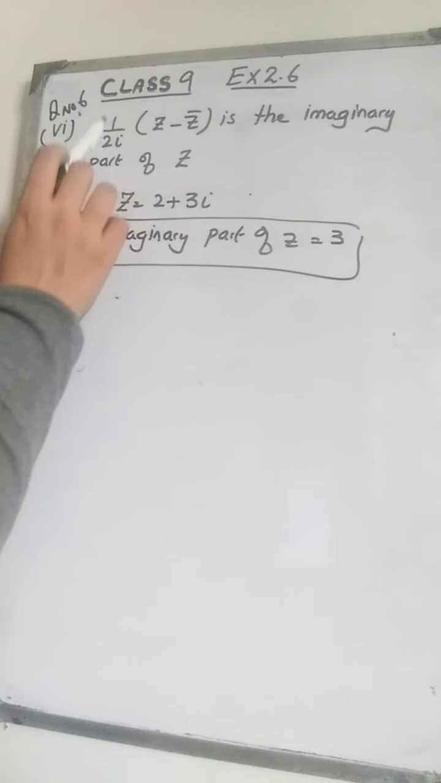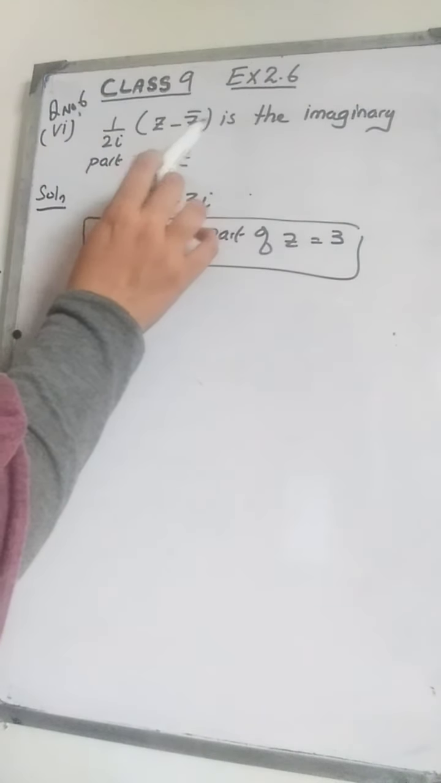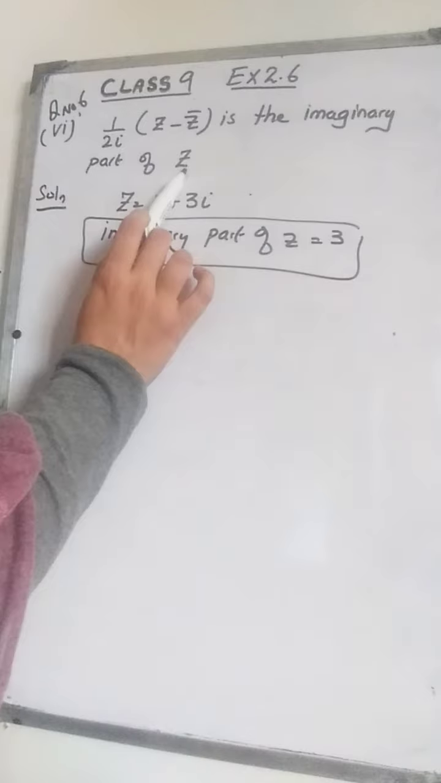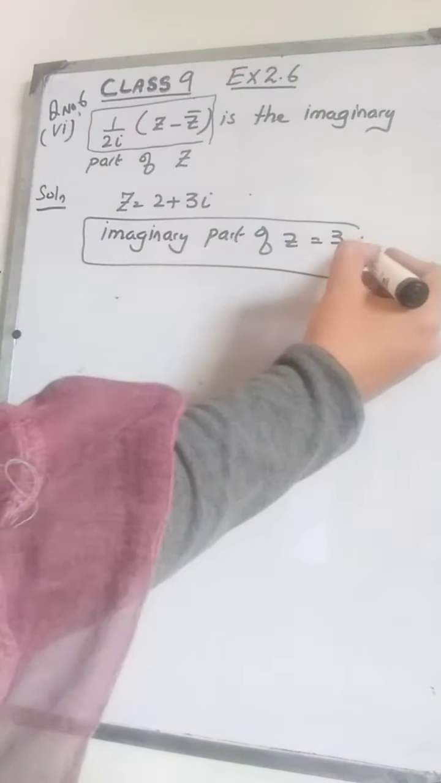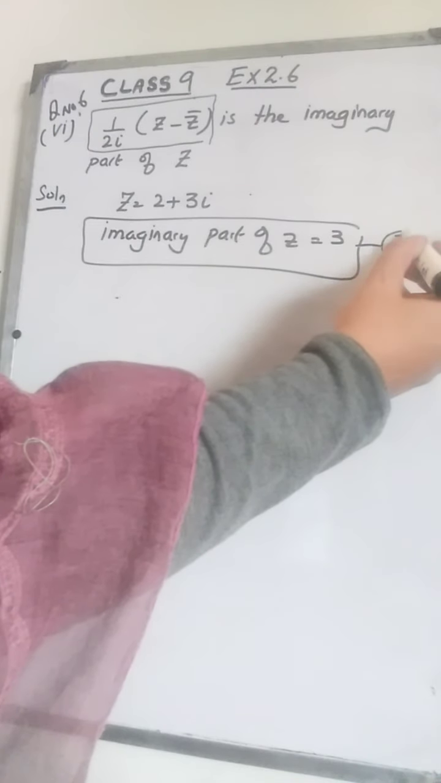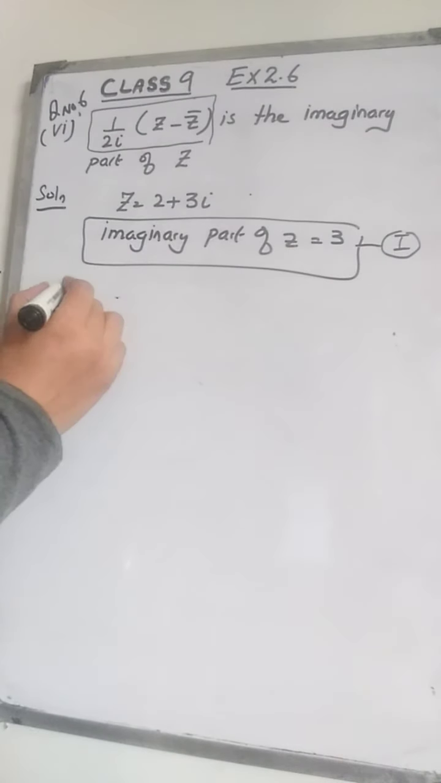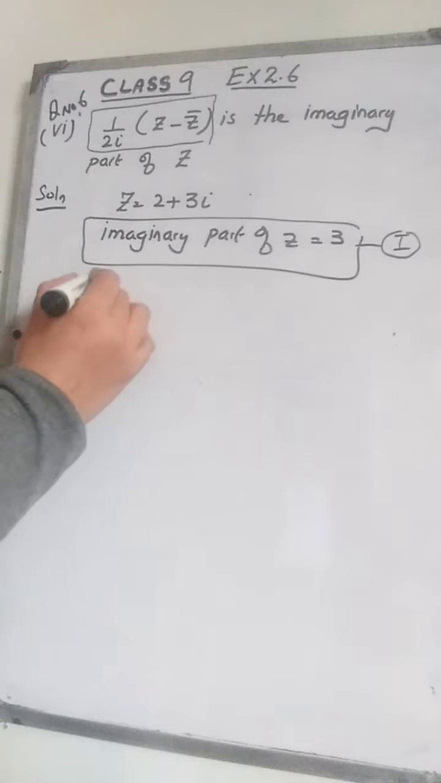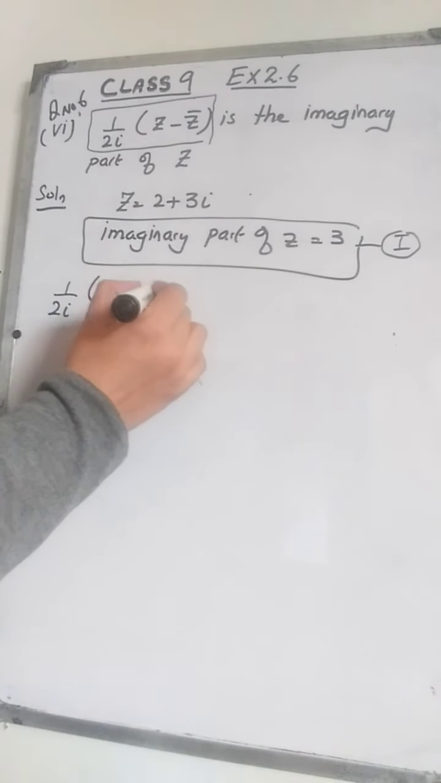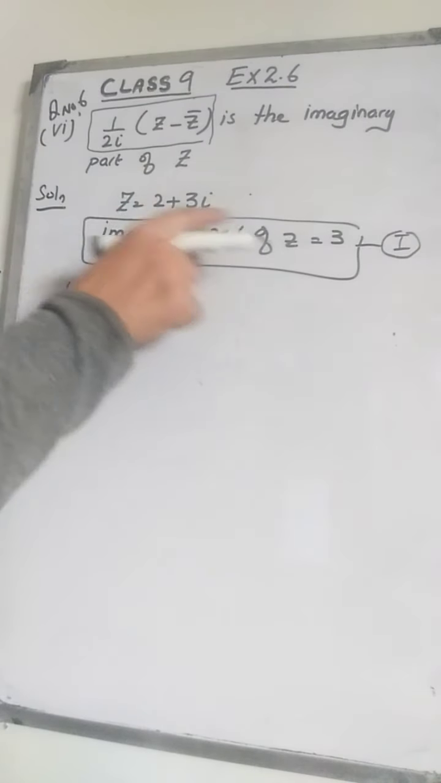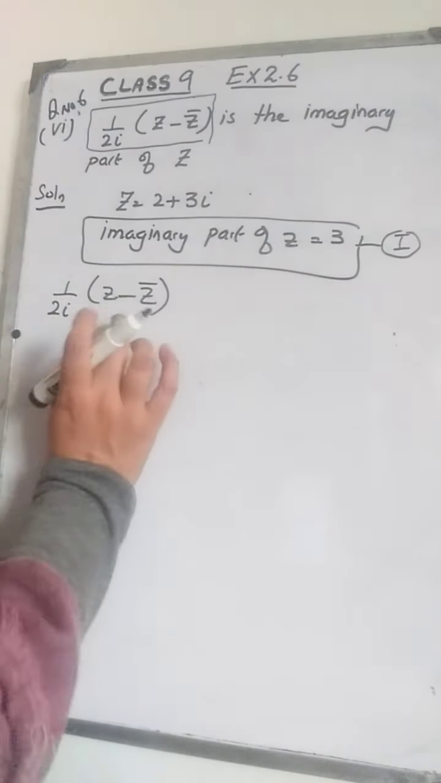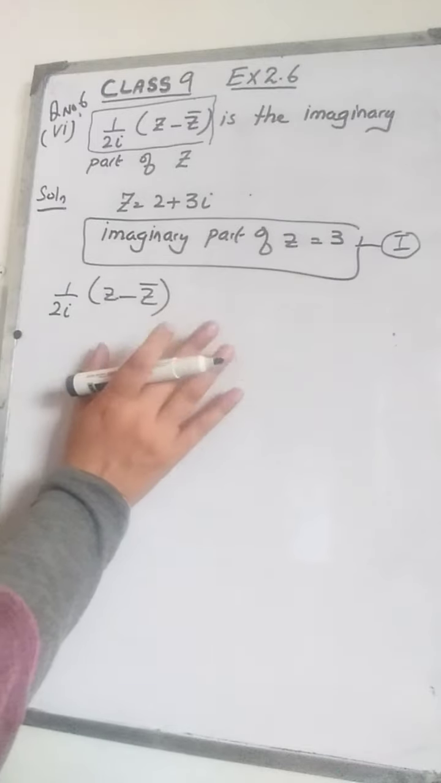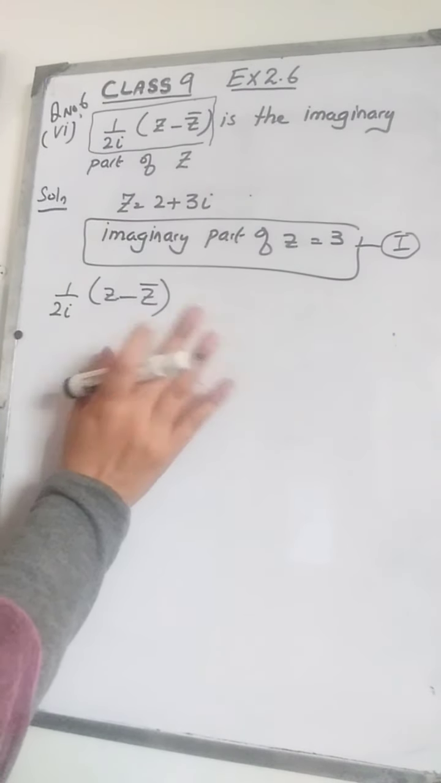So in the question they are asking that 1 over 2 iota into z minus z bar is equal to the imaginary part of z. It means we have to show that this expression is equal to 3. So mark this as 1, and now let us start with this expression. Imaginary part of z is 3. It means we need to prove that this expression is equal to 3. Proving this expression to be equal to 3 will be enough to prove the statement they are asking for.